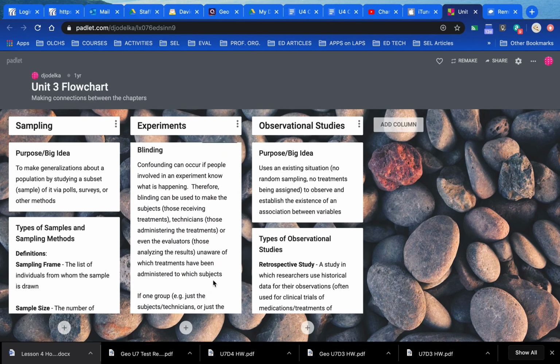Now, the term blinding, the idea here is that blinding means one or more groups is unaware of who's been assigned treatments. So it says here, confounding or confounding variables can occur if people involved in an experiment know what is happening. Therefore, blinding can be used to make the subjects, those are the people receiving the treatments, technicians, those administering the treatments, or even the evaluators, unaware of which treatments have been administered to which subjects.